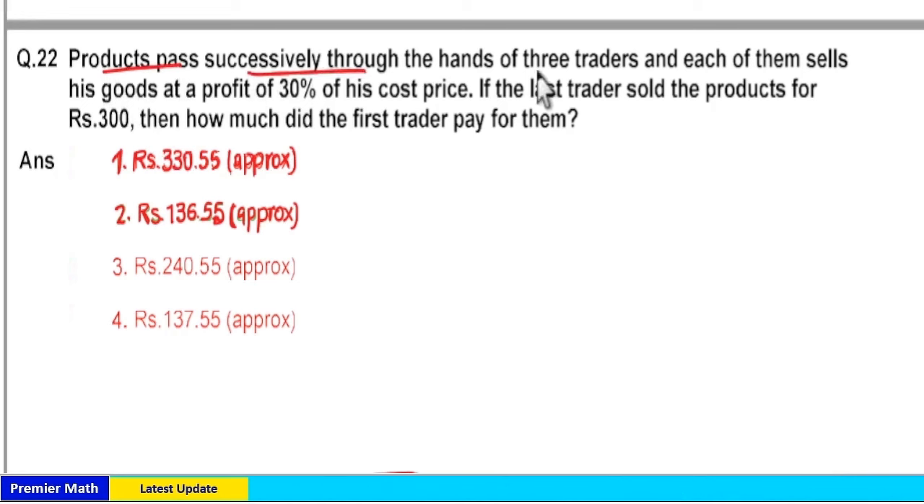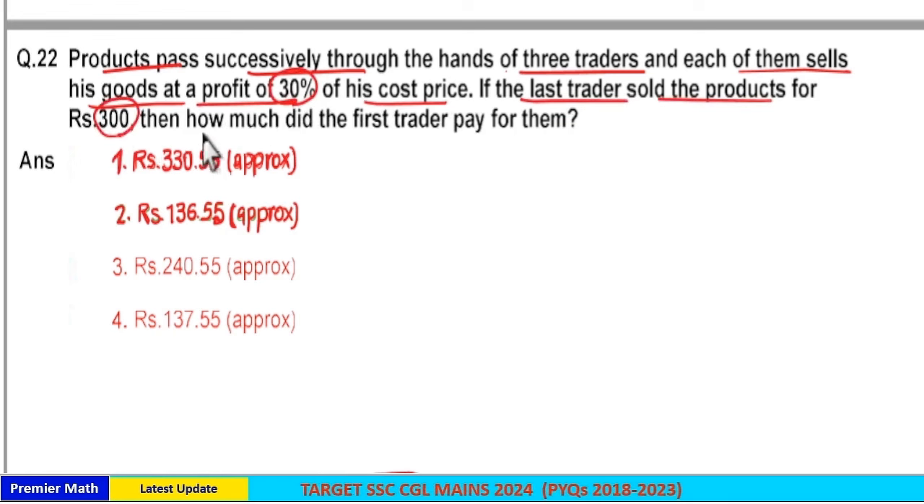A product passed successively through the hands of 3 traders and each of them sells his goods at a profit of 30% of his cost price. If the last trader sold the product for rupees 300, then how much did the first trader pay for them? Here the profit is the same for all 3 cases. Then you can solve this question in 2 methods. First I will explain the short trick, then I will explain the concept behind it.